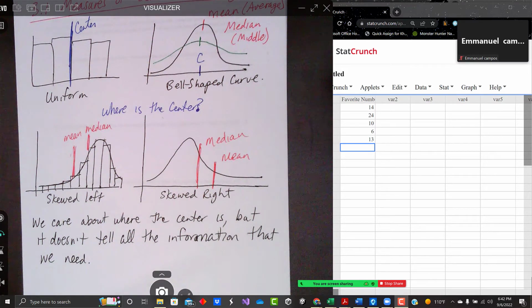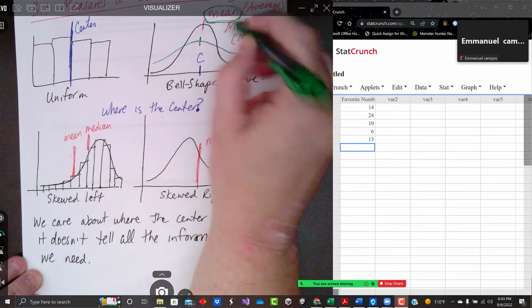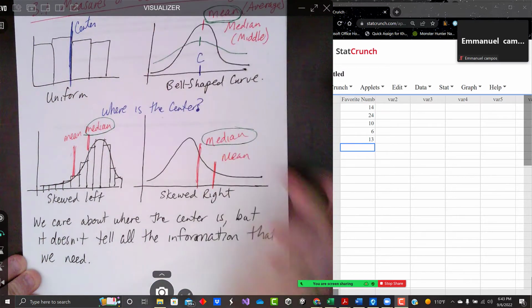And I'll tell you a little bit more about what we need. I'll give you a chance to finish writing this down. The things we tend to consider for the center is the mean for the bell-shaped curves, but we try to go with the median on the skewed graphs.